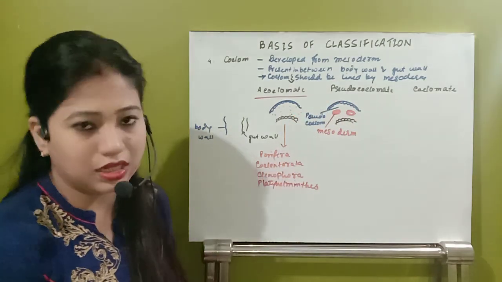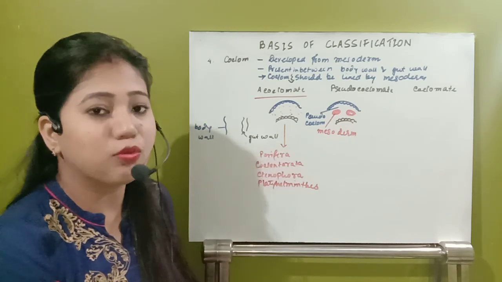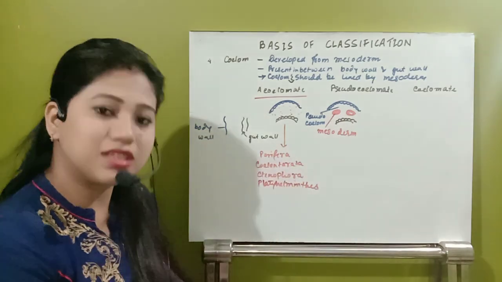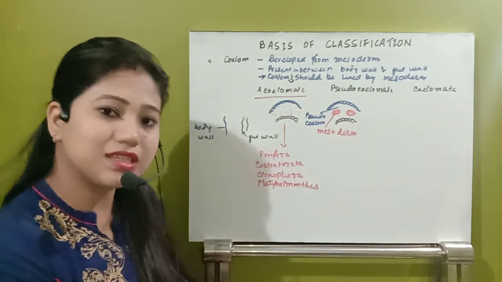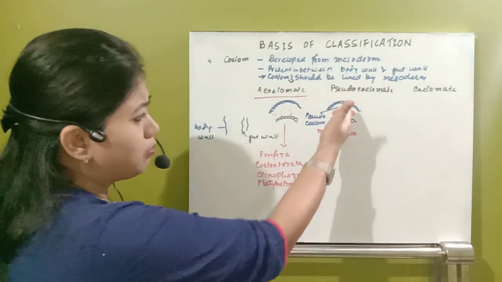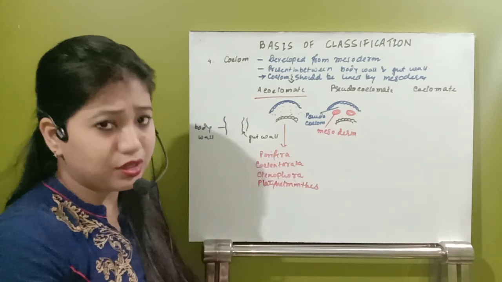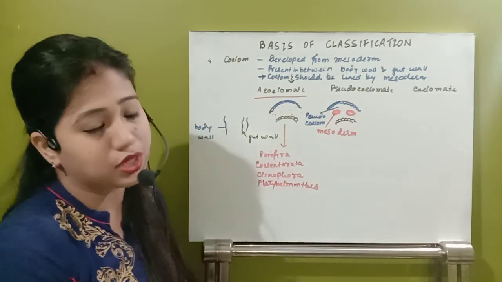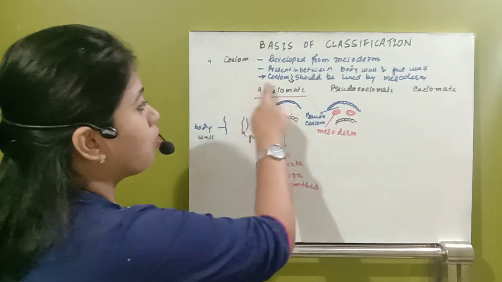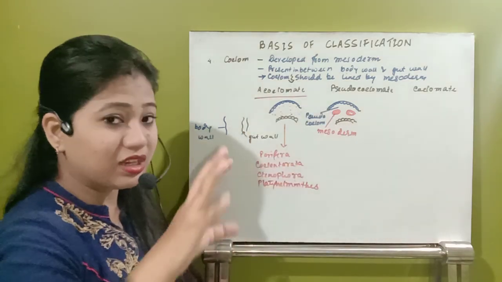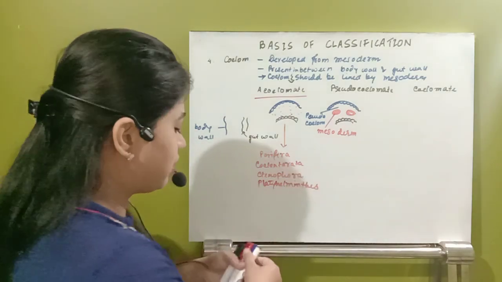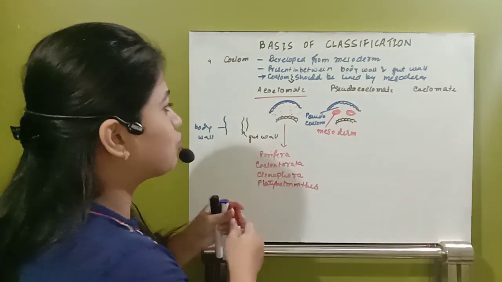How can we call it a truly coelomate animal? In this type of organism, we can see the coelom, the body cavity, in between the body wall and the gut wall. But this coelom is not a true coelom. Why? Because it is not lined by the mesoderm only. That's why this type of animal is known as a pseudocoelomate animal.